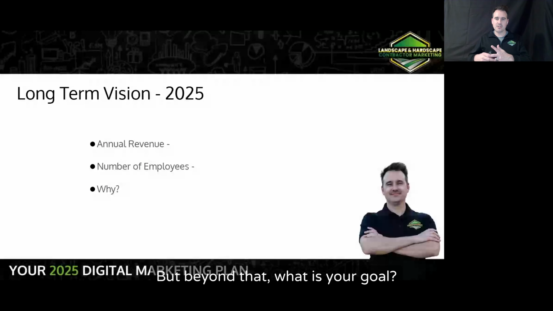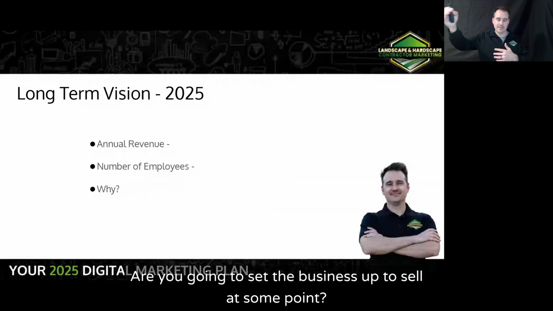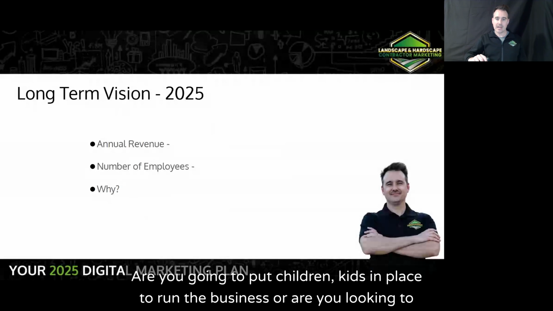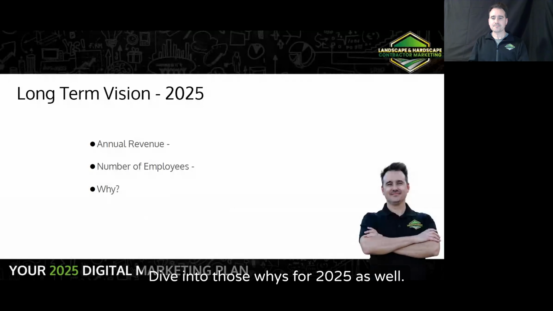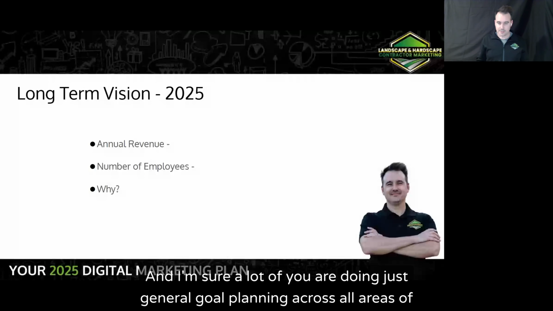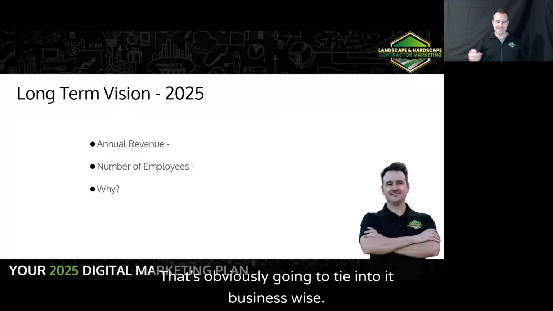But beyond that, what is your goal? Are you going to set the business up to sell at some point? Are you going to put kids in place to run the business, or are you looking to hand it over at some point as well? Dive into those whys for 2025, and I'm sure a lot of you are doing just general goal planning across all areas of your lives as well. That's obviously going to tie into it business wise.